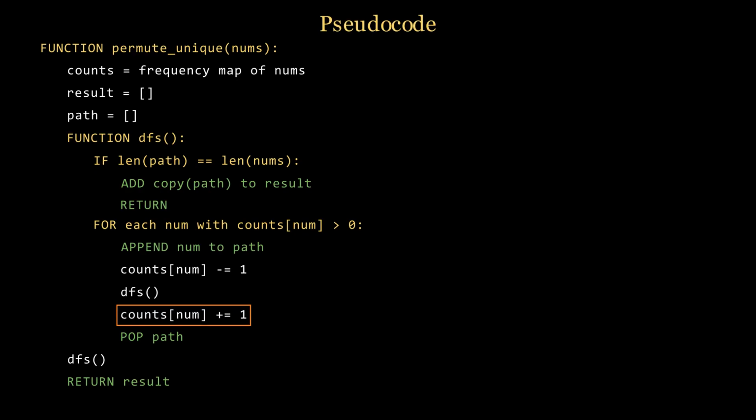Undo the decrement before trying another sibling. Remove the last value from the prefix. Entry point, run depth first search from the empty path. Return the list of unique permutations.